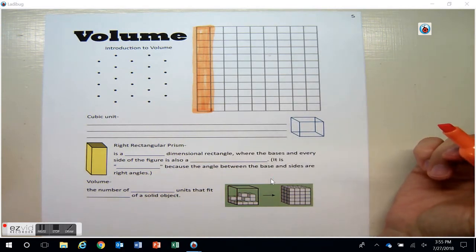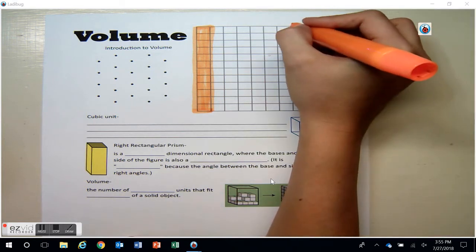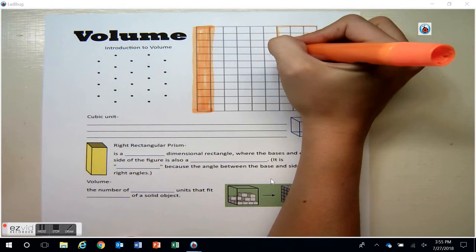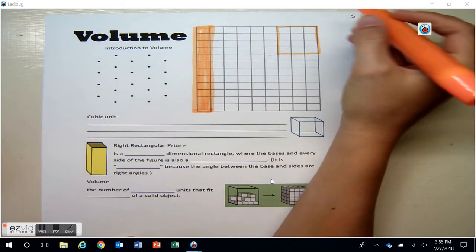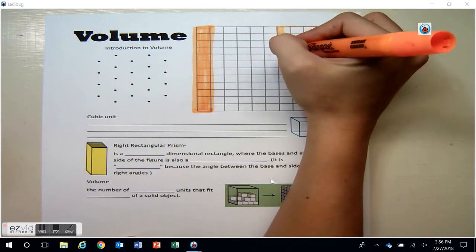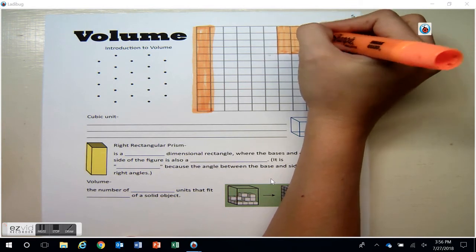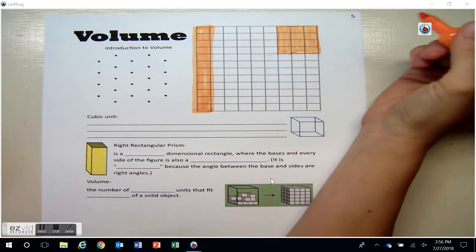Another type of rectangle we could do would be a 3 by 4 rectangle. 3 by 1, 2, 3, 4. And this rectangle has 12 square units that would cover it. Notice when I say square units, these are actually squares.